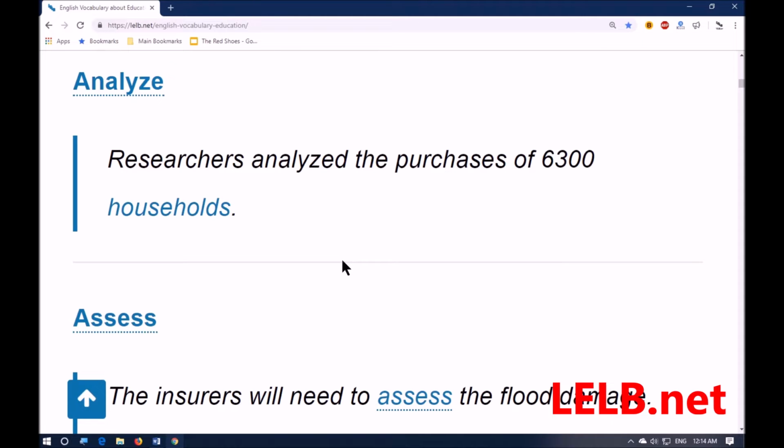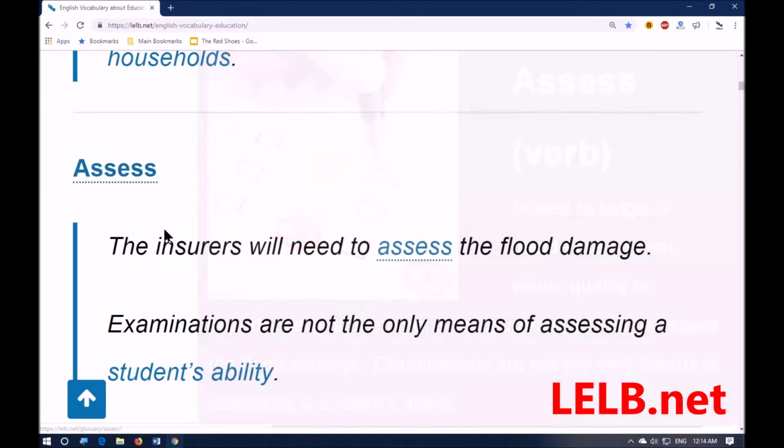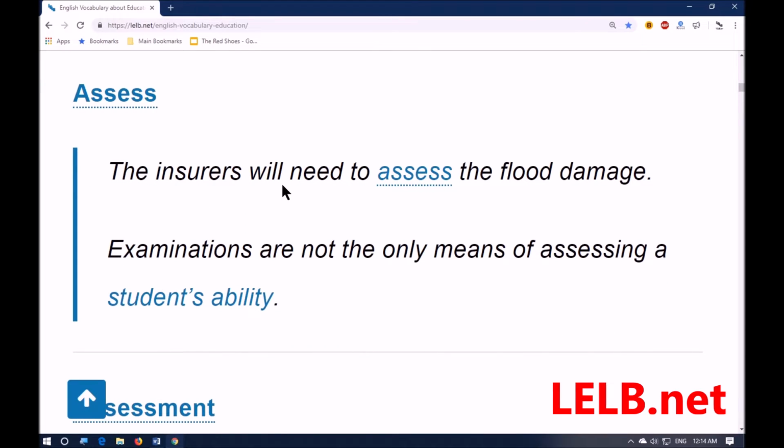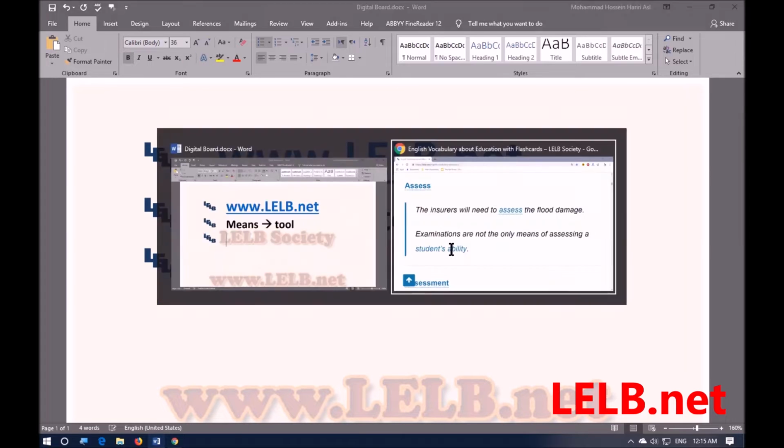Okay, the next word is assess, and it means to judge or decide the amount, value, quality, or importance of something. The examples: the insurers will need to assess the flood damage. Examinations are not the only means of assessing a student's ability. And means here means tool. Here it's a noun. Remember, it means tool or vehicle.